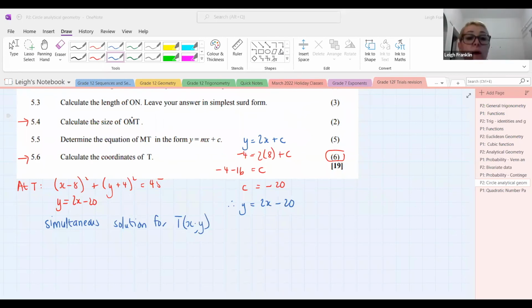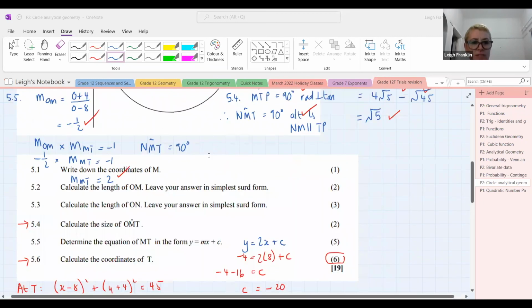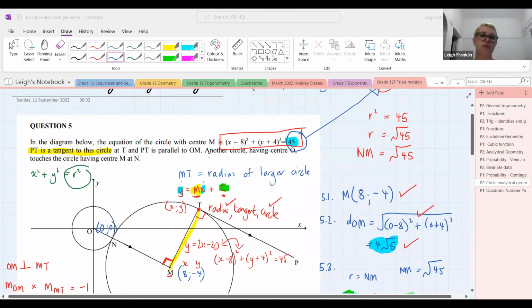Yes, the equation of the circle was given to you. So again, try and use as much information as they have given you. If you don't have to work something out unnecessarily, it's going to save you time. So each time, you go back and look at the information that's given to you and say to yourself, is there something else that I've missed? What do I have?